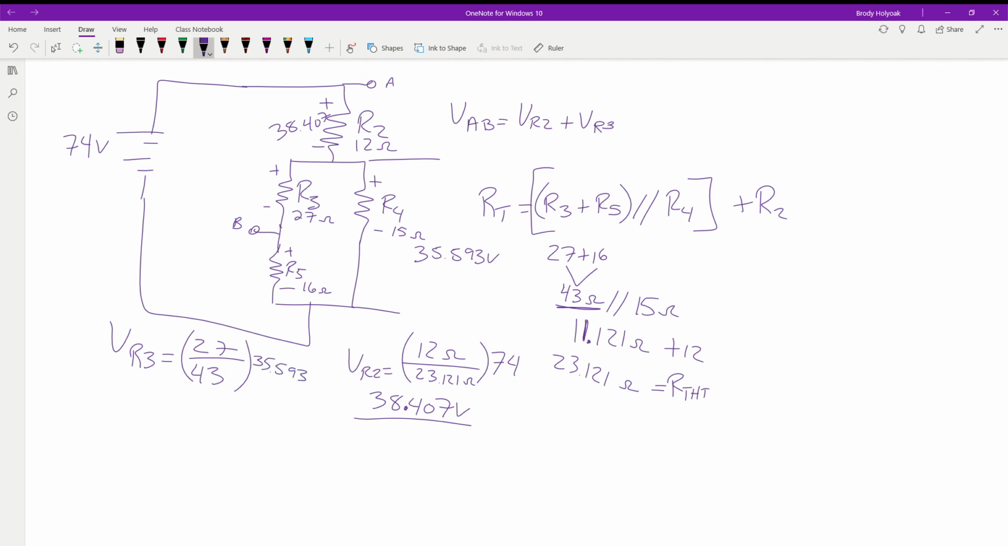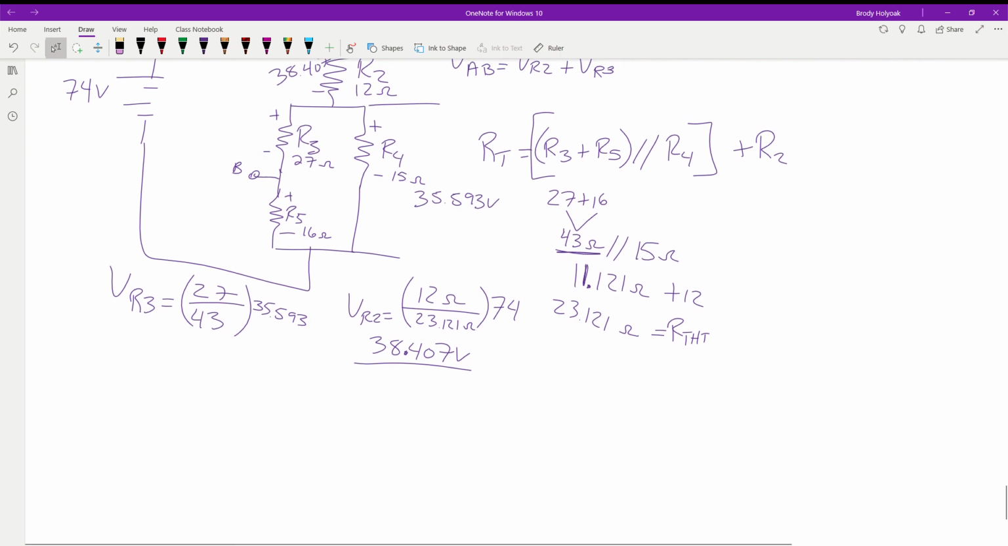All we're doing is taking our 74 volts and subdividing it across every other component. So of this portion of the voltage here, we're taking just a portion of it. So we end up with 22.349 volts. We good there?